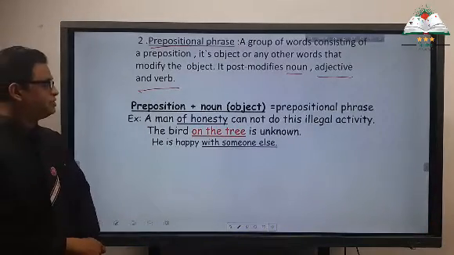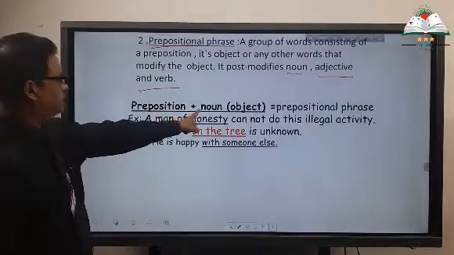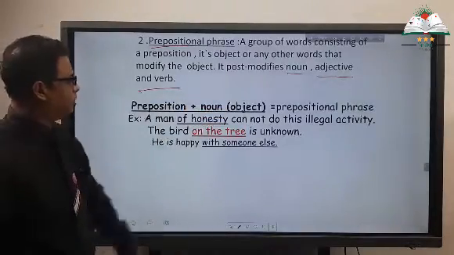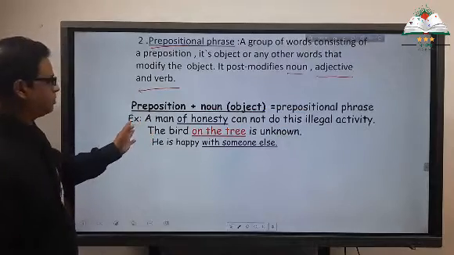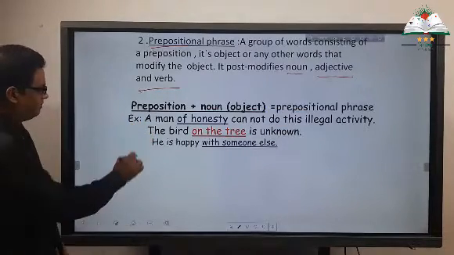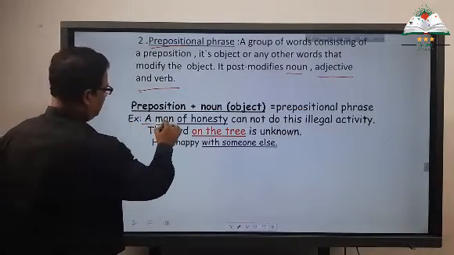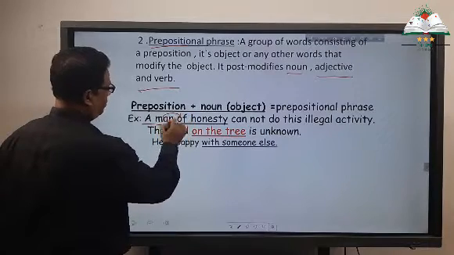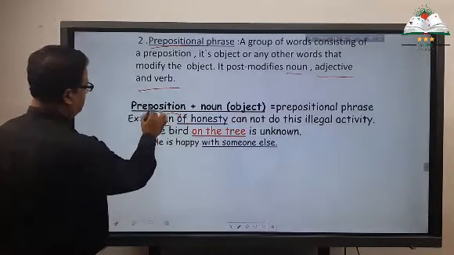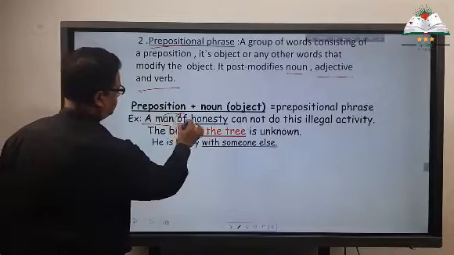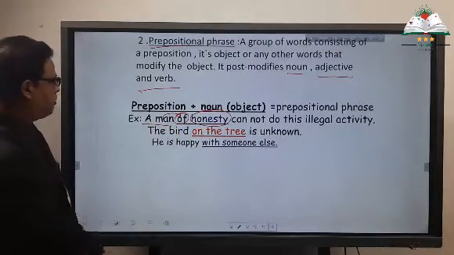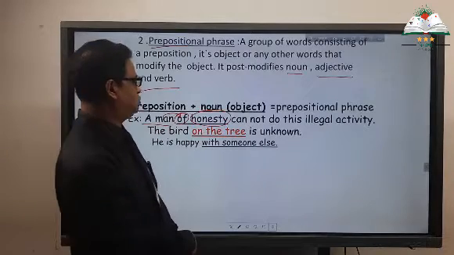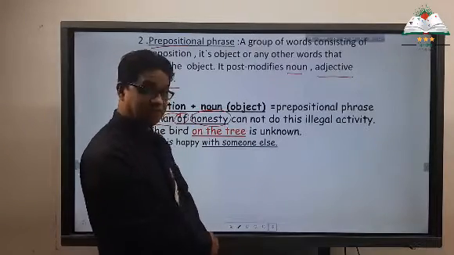The structure of a prepositional phrase is preposition plus noun. This noun is called an object. Let us see the examples of prepositional phrase. A man, it is a noun. After the noun there is a post modifier, the prepositional phrase of honesty: preposition plus noun. The sentence is: the man of honesty cannot do these illegal activities, right?